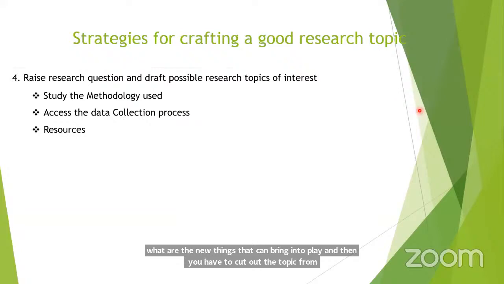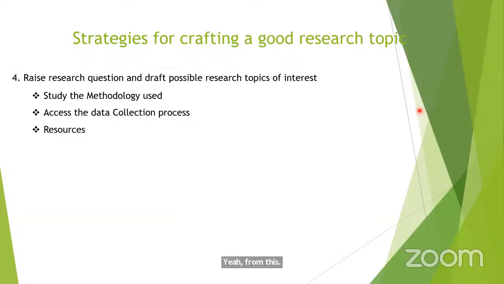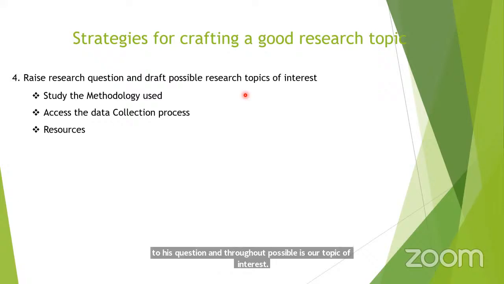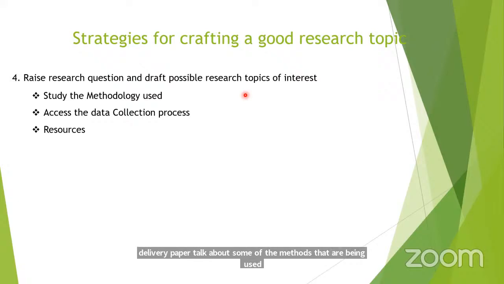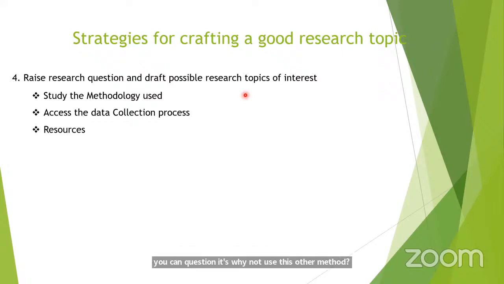Then the fourth methodology, the fourth strategy, is to raise questions and draft possible research topics of interest. While you are reading those literature reviews, you need to be able to raise questions. For example, about the particular method used. Maybe the review paper talks about some of the methods that have been used. You can question it: why not use this other method? Why just limit it to this one, and the like?